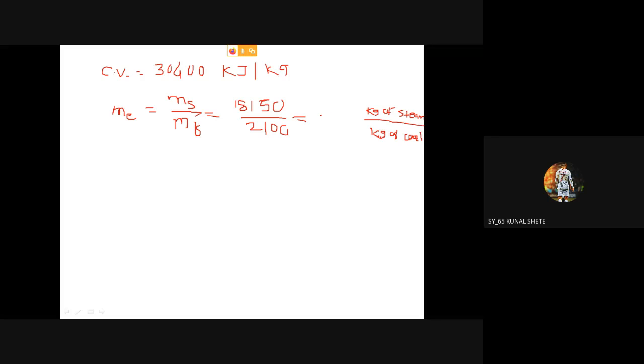Who is ready with the answer? 8.642. 8.642 is kg of steam divided by kg of fuel. Then they ask directly for the efficiency of the boiler. So what is the efficiency formula? Next is the boiler efficiency.